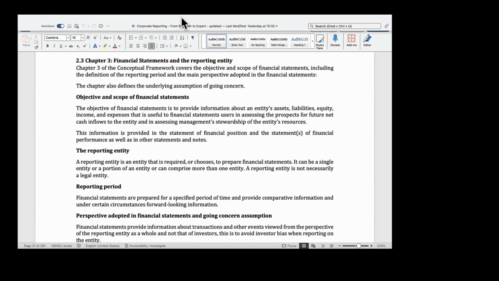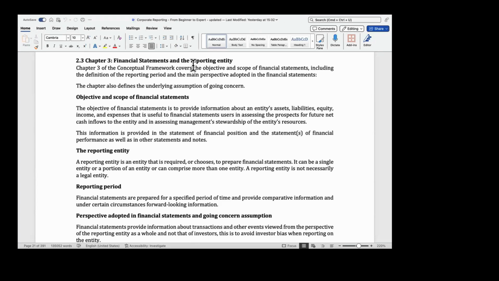Now, let's go to chapter 3 of this conceptual framework. This chapter 3 talks about financial statements and the reporting entity. The first thing chapter 3 talks about is the objective and scope of financial statements, which is similar to what chapter 1 talked about: that the objective of financial statements is to provide information about assets, liabilities, income, and all of that. So it's similar. I won't really go through that again.